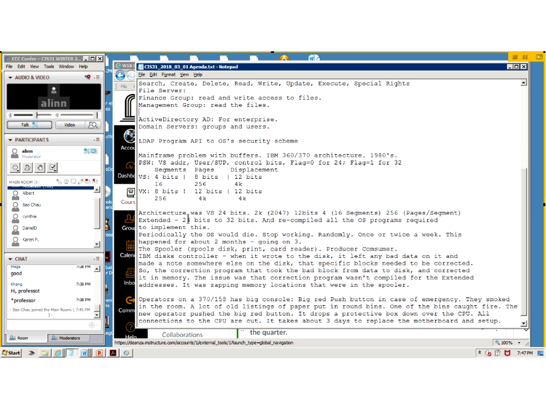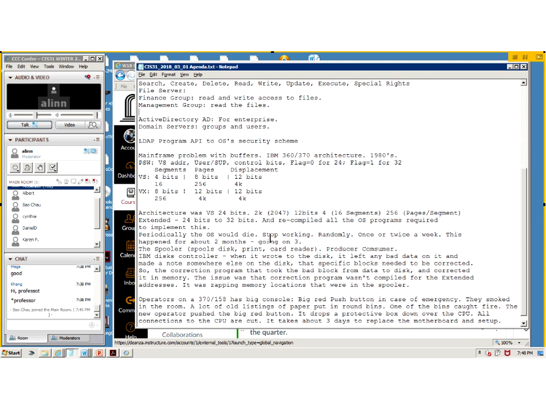IBM extended the ability of the operating system to go to 32 bits. And what you had to do was recompile all the OS programs required to implement this. So we went to 32-bit, and periodically, what happened after this was the OS would die. It would just stop working. It was random, once or twice a week. They just rebooted and it would run for a while. This happened for about 2 months.